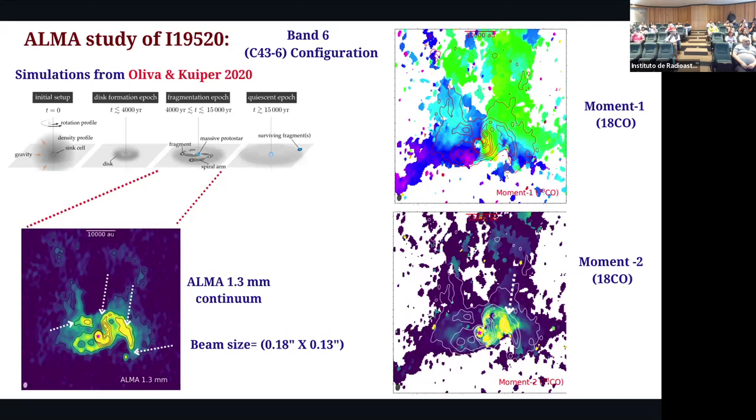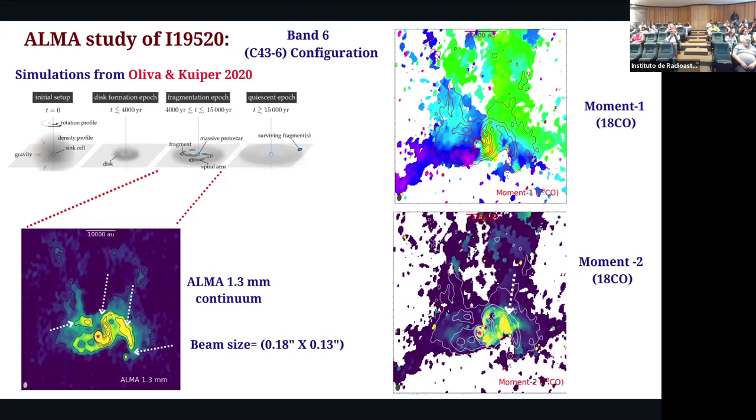And you can see a spiral kind of structure and multiple fragments in the structure. This kind of spiral structure and fragments are attributed to gravitational instability in the disk or something like that. And this looks a bit similar to the spiral structure obtained in the simulation of Oliva and Kuiper 2020. So this is the continuum image of the target, particularly this compact structure, which looks very interesting.